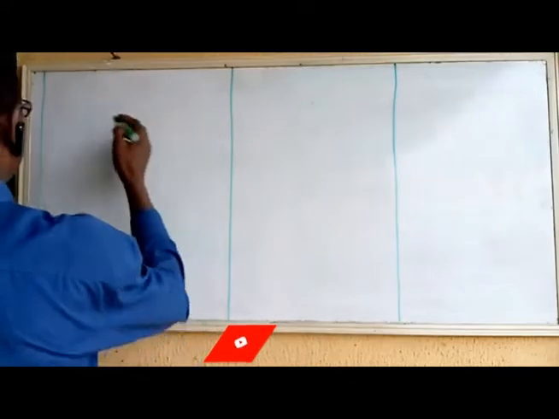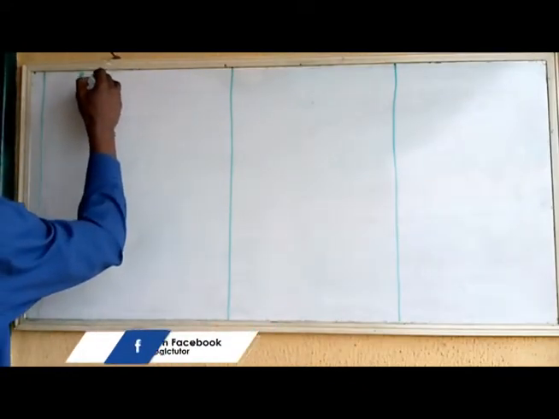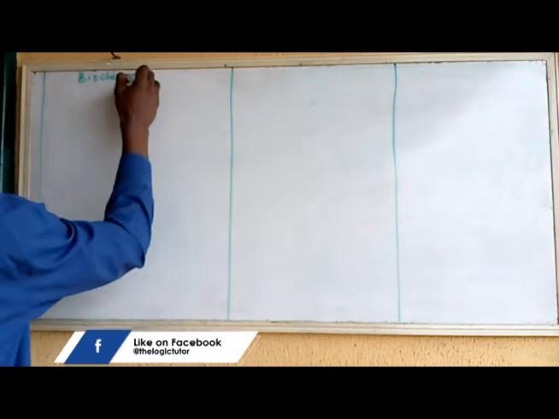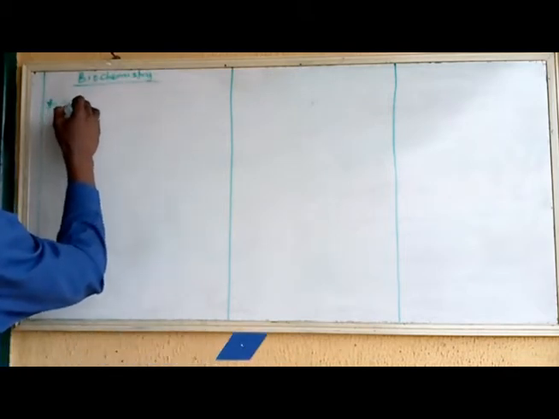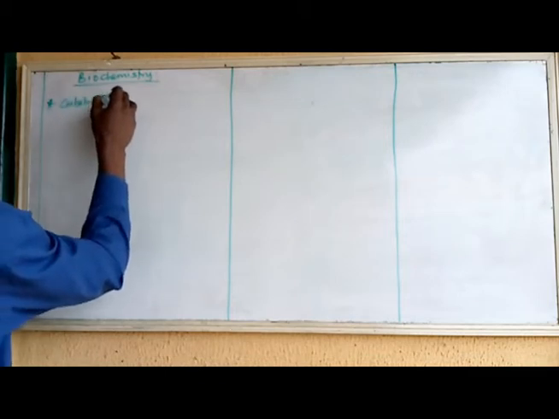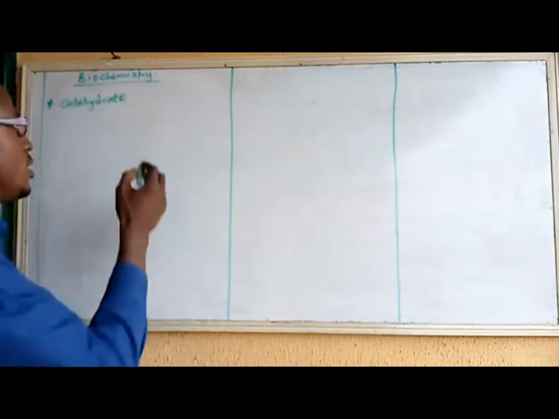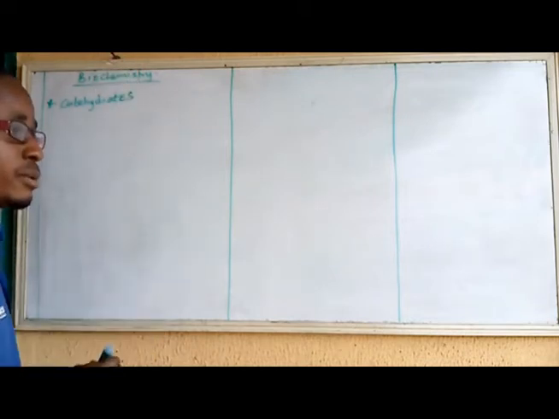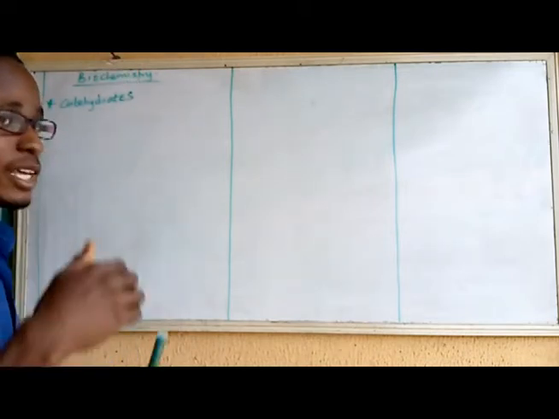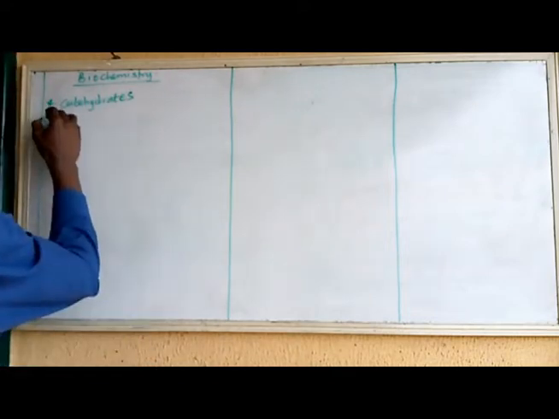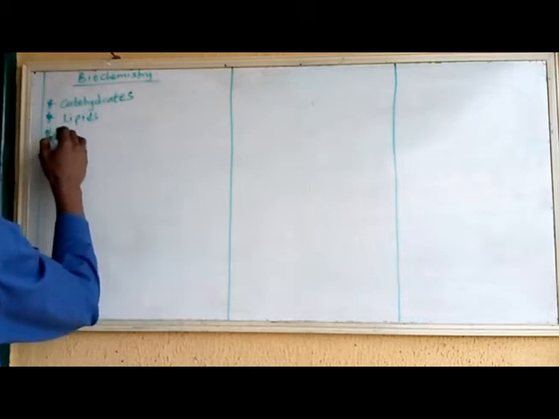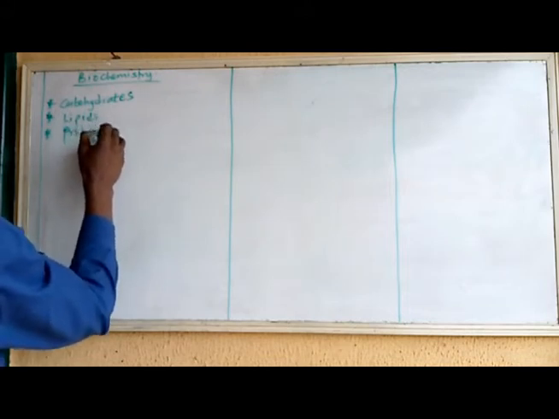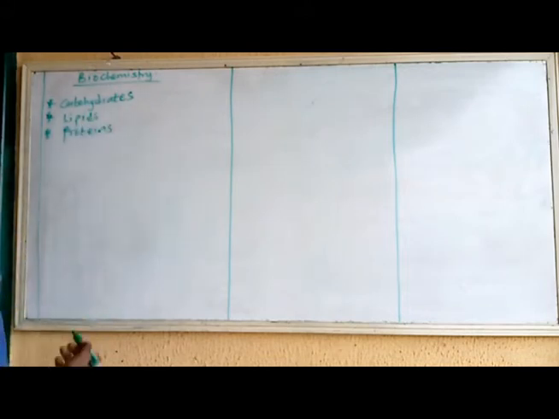Let's just list them out. We have the carbohydrates. The carbohydrates are one of the molecules that are present in living matter and their cells. So we have lipids, fat, proteins. These lipids can rather be called fat and oil.